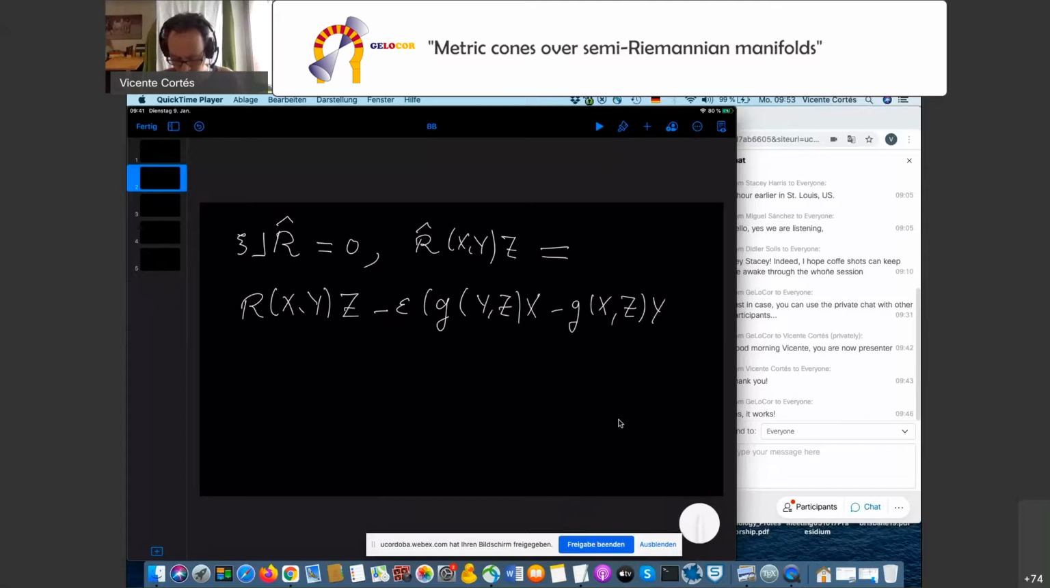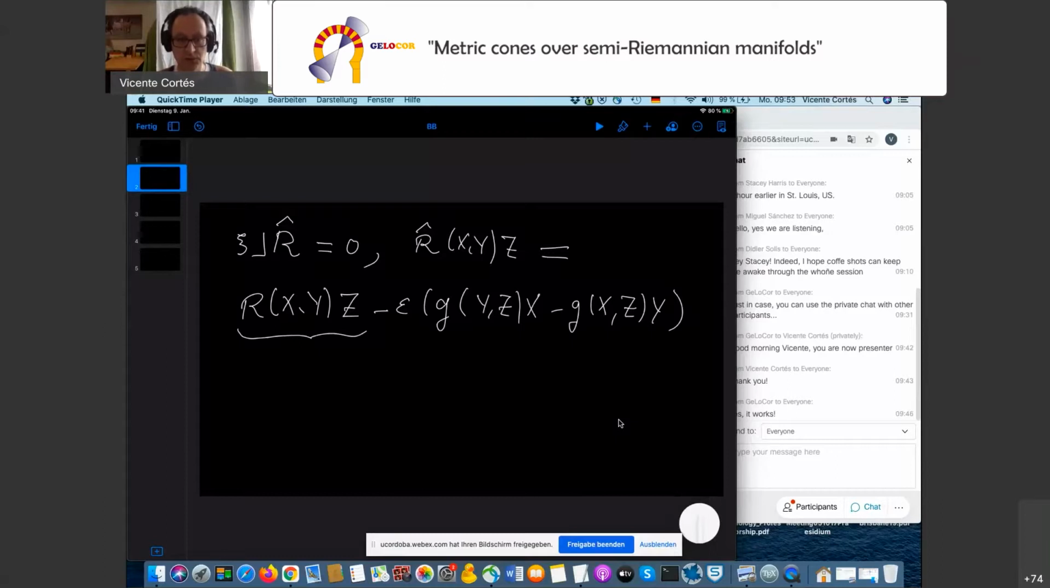So we see from this formula, we can check immediately that if the base manifold has constant curvature epsilon, then these two terms cancel. So if you take here the curvature tensor of constant curvature epsilon, then the curvature of the cone would be 0.